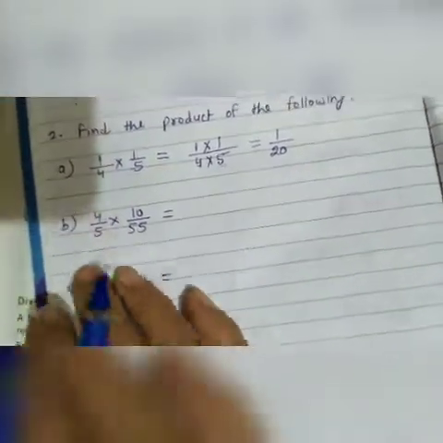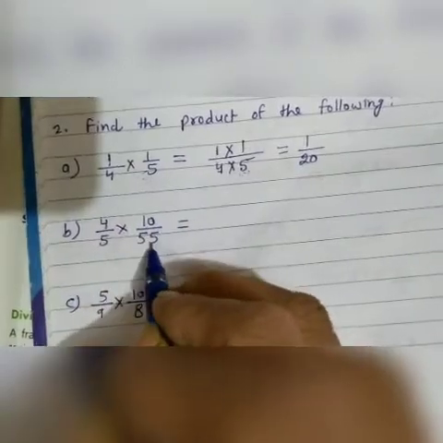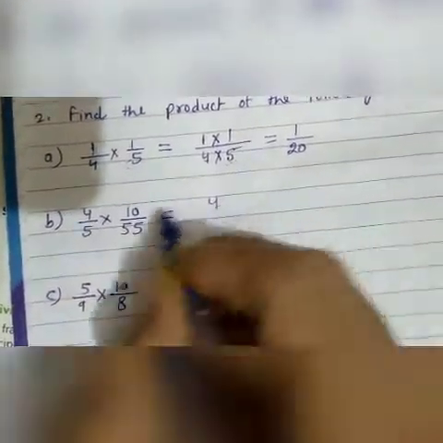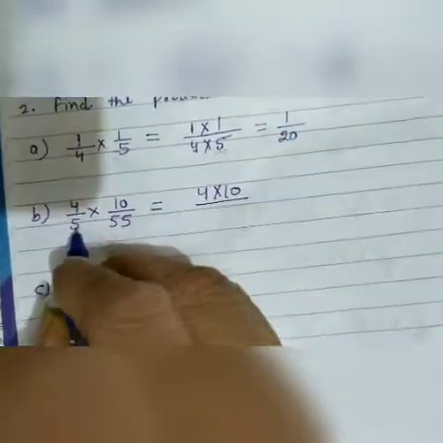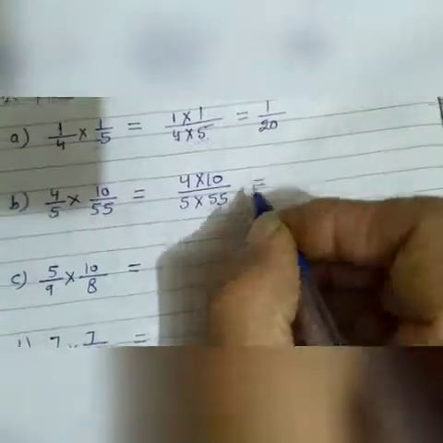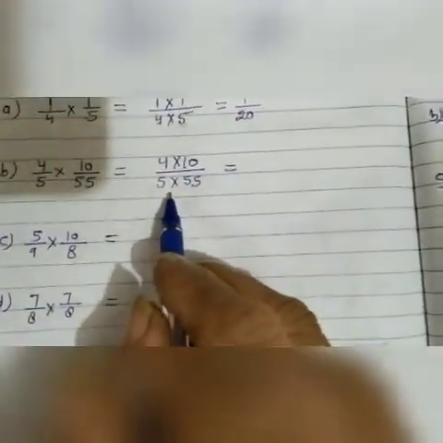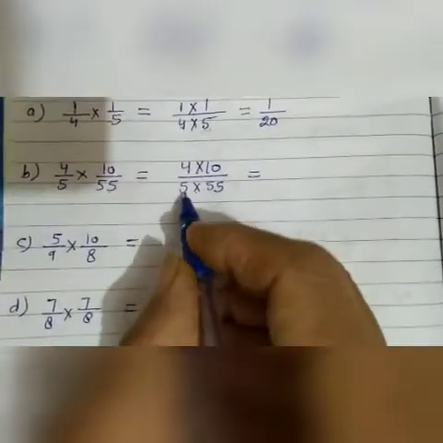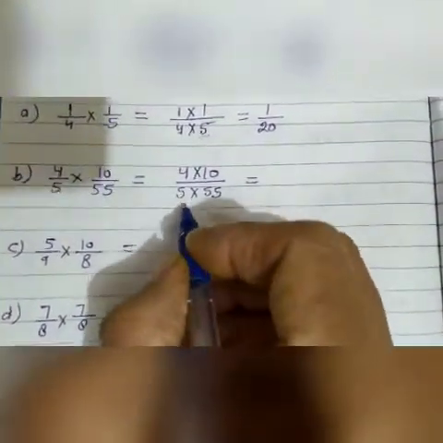Now come to B part. This is 4 upon 5 multiplied by 10 upon 55. So we will write 4 multiply 10 upon 5 multiply 55. Now we will check whether any simplification is possible or not. So students, here we are observing that simplification is possible.